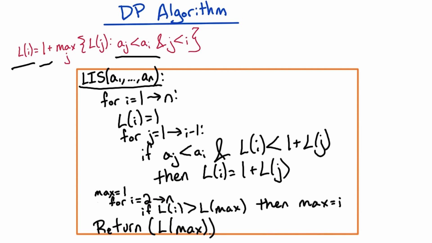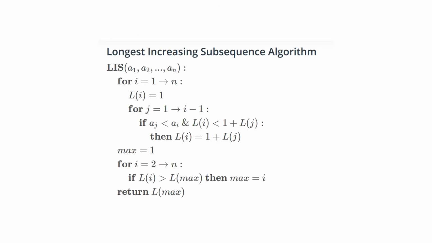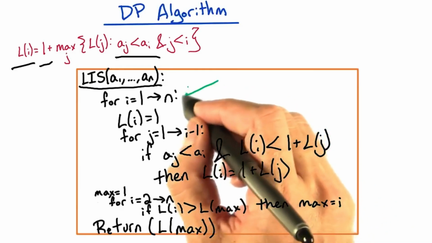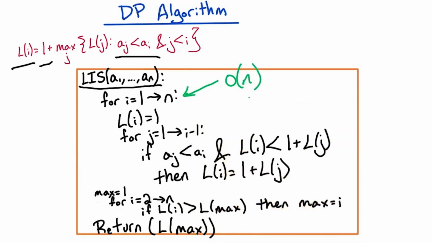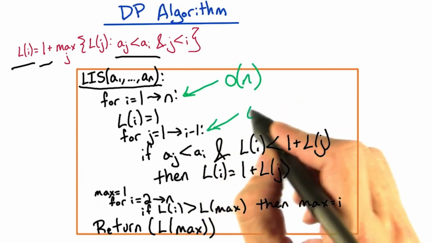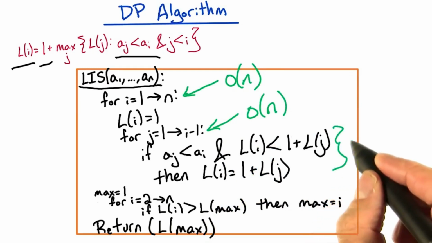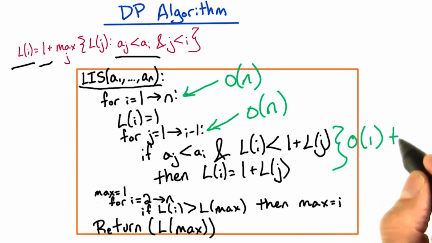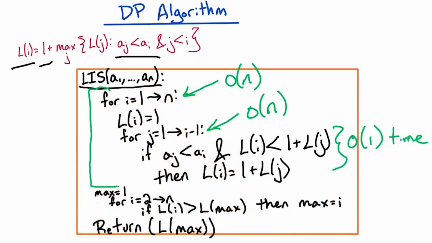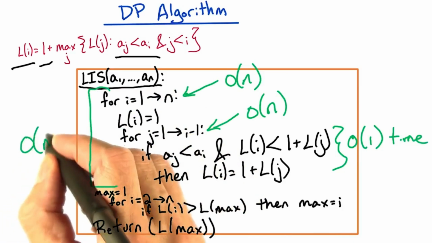Now let's take a look at the running time of our algorithm. We have one for loop, which varies over order n elements, and we have another nested for loop, which varies over at most n elements. Within these two nested for loops, we have an if-then statement, which takes order 1 time. Therefore, the total time for these nested for loops is order n squared time.